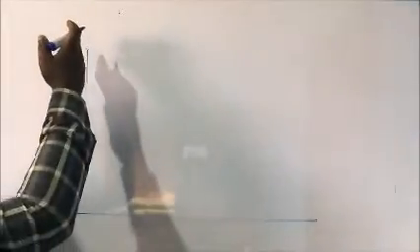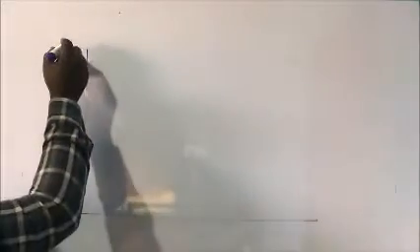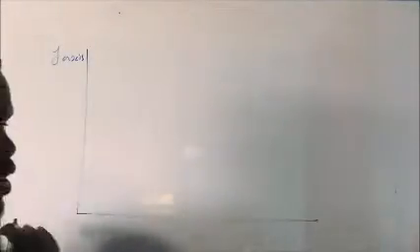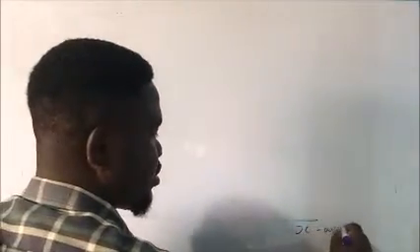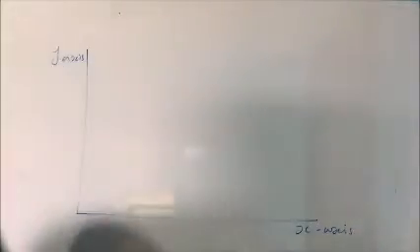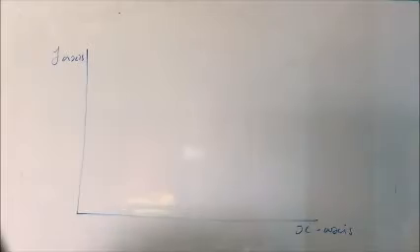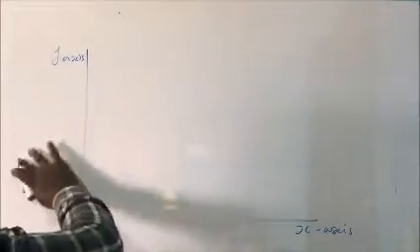The bar graph always have two lines, the vertical line and the horizontal line. The vertical line, which we all know, is the y-axis, and the horizontal line, which we all know, is the x-axis. What do we use these various lines for? The y-axis talks about the frequency.